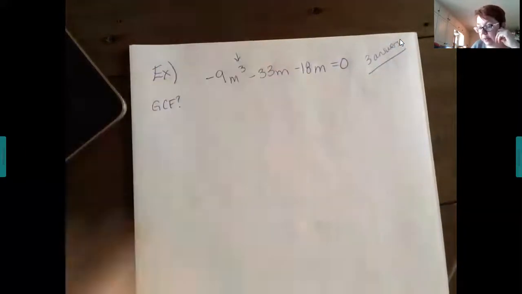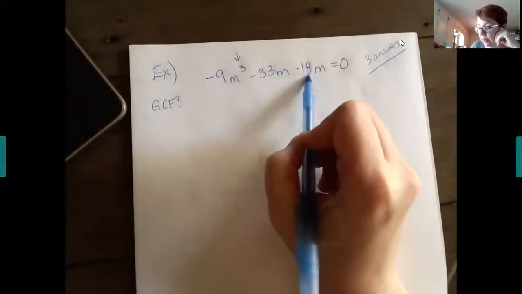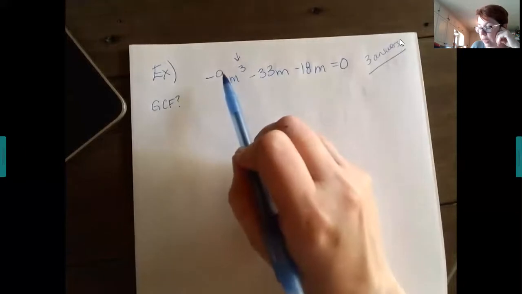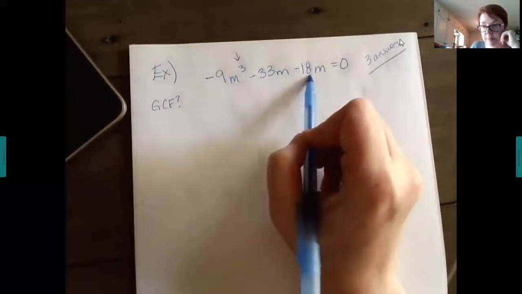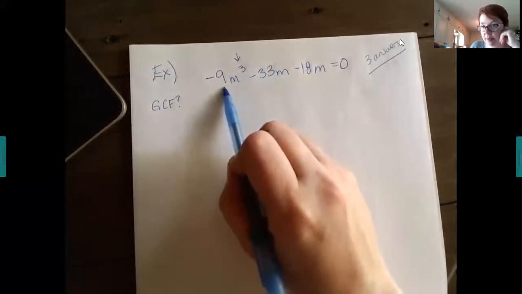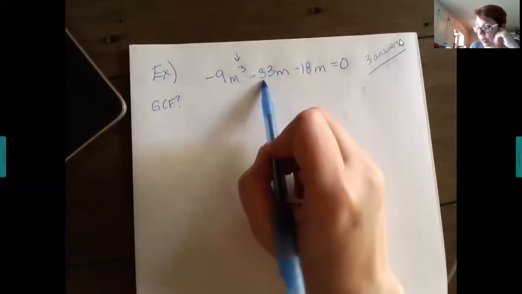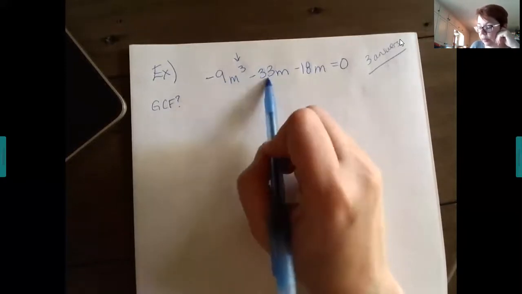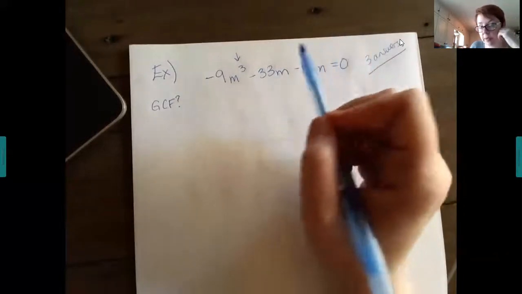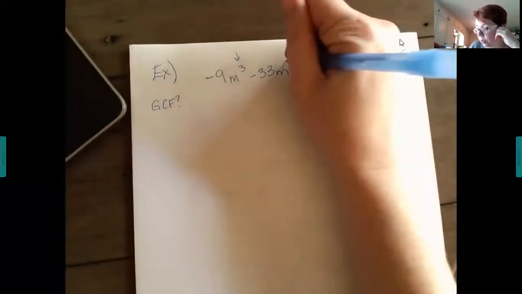So here, because we have 3 things, we want to see if there's a greatest common factor. So we have 9, 33, and 18. We want to think, well, what can I divide 9, 33, and 18 by? I can divide 9 and 18 by 9, but I can't divide 33 by 9, which sucks. But I know I can divide 9, 33, and 18 by 3. So that's something to take out. So they all have m's. Oops, sorry, I should have an m squared.